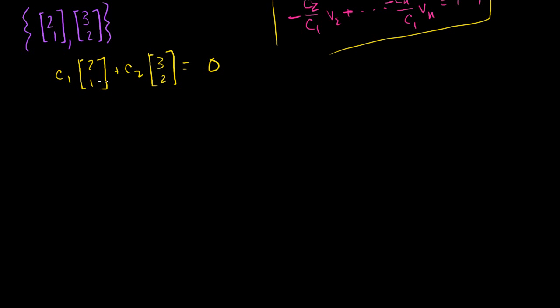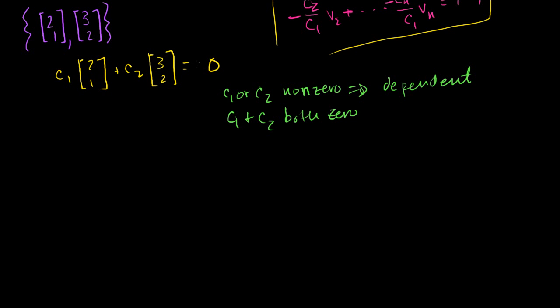So before I go forth with this problem, let's remember what we're going to find out. If either of these are non-zero, so if c1 or c2 is non-zero, then this implies that we are dealing with a linearly dependent set. Now, if c1 and c2 are both 0, if the only way to satisfy this equation, I mean, you can always satisfy it by setting everything equal to 0. But if the only way to satisfy it is by making both of these guys 0, then we're dealing with a linearly independent set.